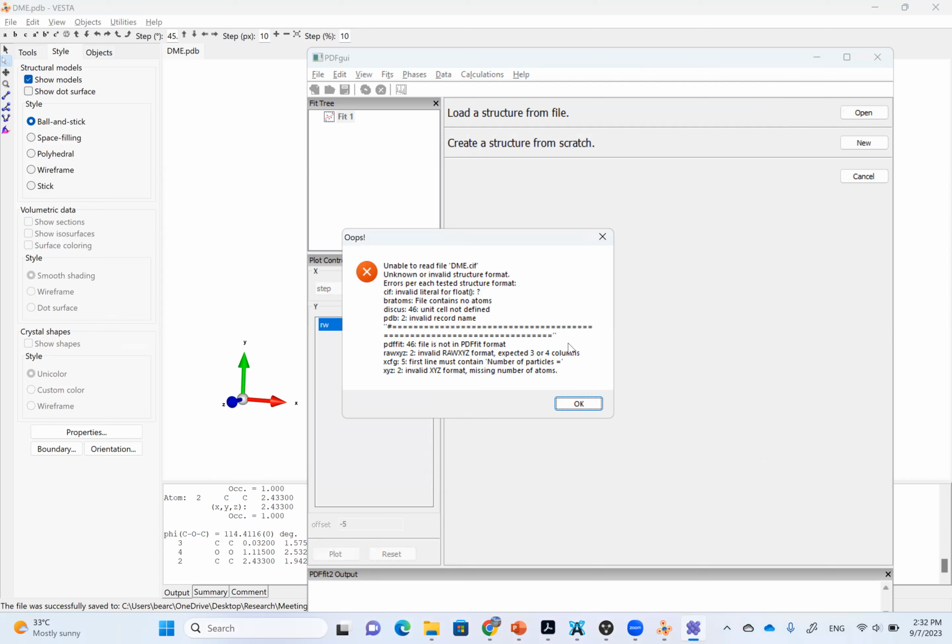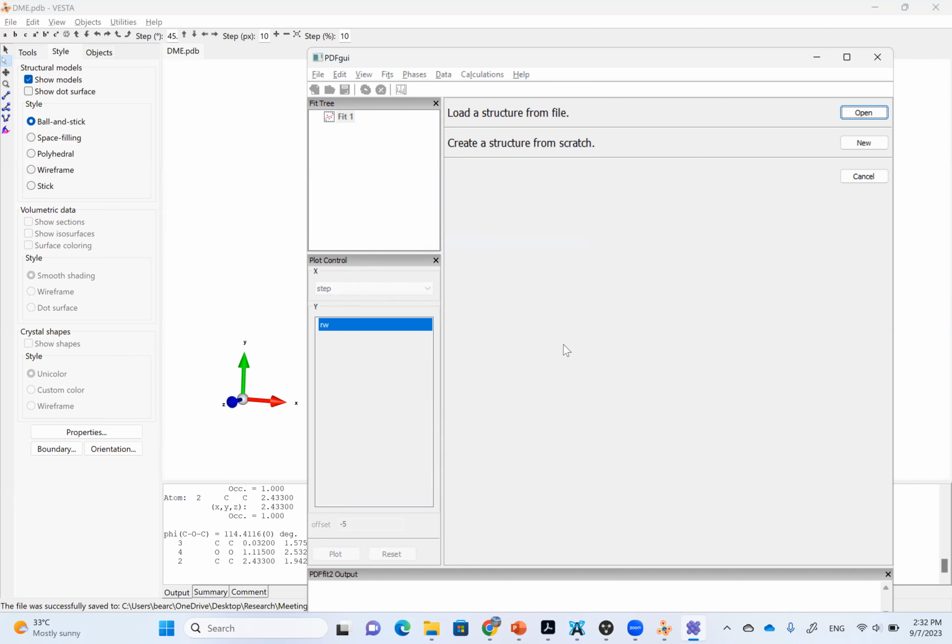You see, this is when the formality of the file matters. Even though it is a zip file, it's a crystal file, but it is not recognized by PDFGUI, because PDFGUI complains about the format. It's expecting a certain type of format for the zip file. So that's why I suggest we also have Mercury installed, which is free. The free version basically provides enough capabilities that we will use.